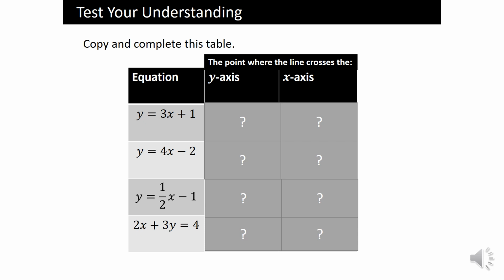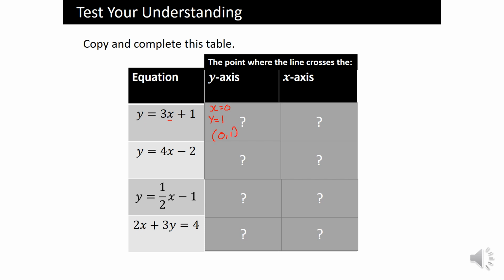So we've got this first one, y equals 3x plus 1. On this one, the point where it crosses the y-axis, so if it's on the y-axis, is the point where x equals 0. So we're just going to substitute in x equals 0 here. Because it's then 3 times 0, we just end up with y equals 1. So our coordinates would be 0, 1.